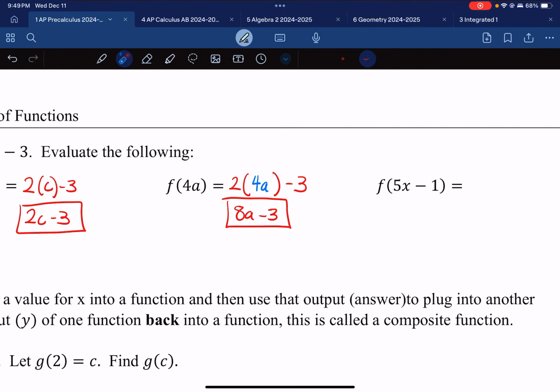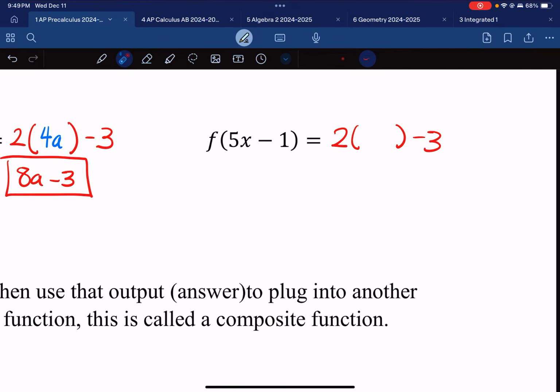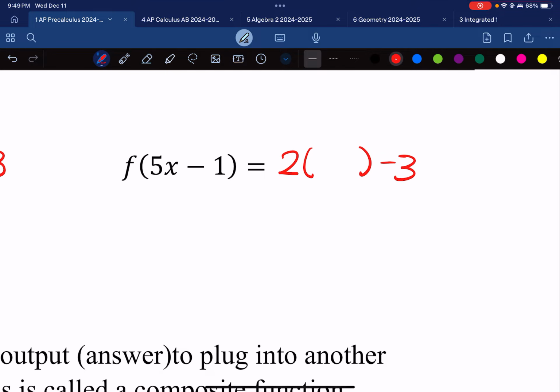All right, lastly, I have to plug in a 5x minus 1. Again, practice using that container method where you say this is going to be 2, there's my x, and then minus 3. I'm just rewriting my expression that I have here. And now I'm going to plug in my x, which is 5x minus 1. This is being plugged in for x. So I say 5x minus 1.